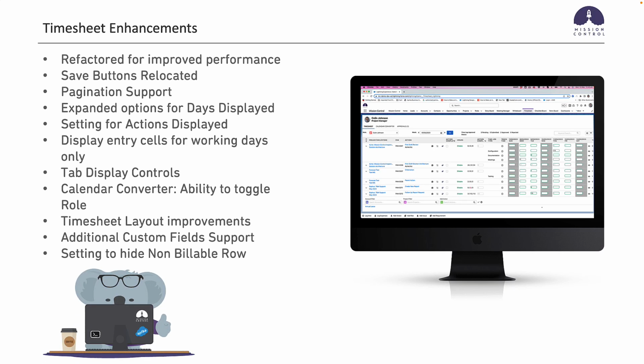Timesheet enhancements, as I say, fairly large refactor of the existing functionality, mainly focused on improving performance. Also some UI enhancements as well as some additional requests from customers. So as an example, we've relocated the save buttons to save people having to scroll all the way down to the bottom if they're logging time at the top. So those buttons will always stay at the top there.